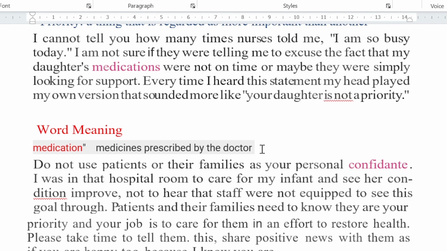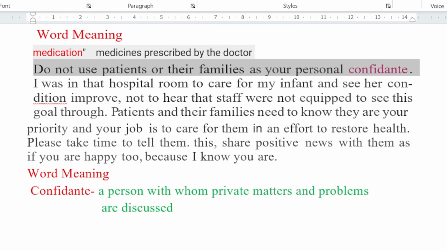Now let's see word meaning. Medication means medicine prescribed by the doctor, or you can say treatment as well. "Do not use patients or their families as your personal confidant." Here the line is a general instruction, or you can say advice, to the nurses, saying that they should not treat patients or their families as someone to share their personal concerns or problems with.